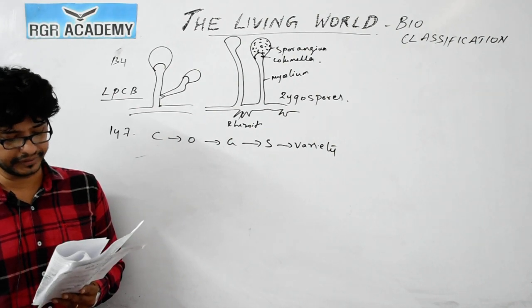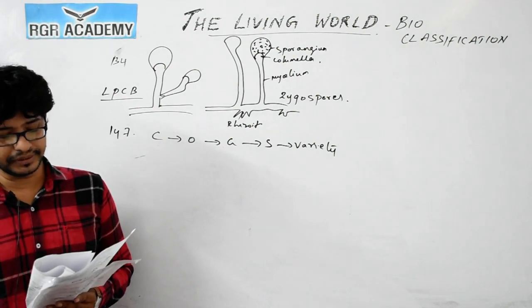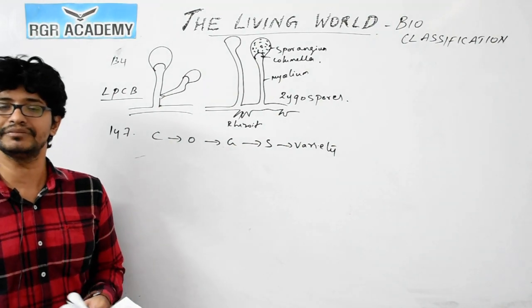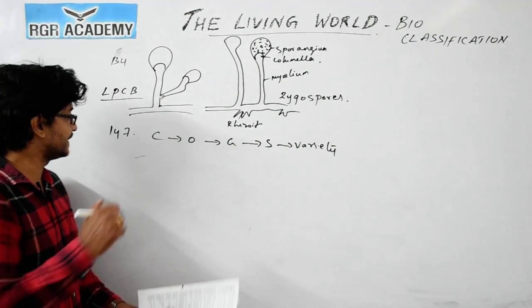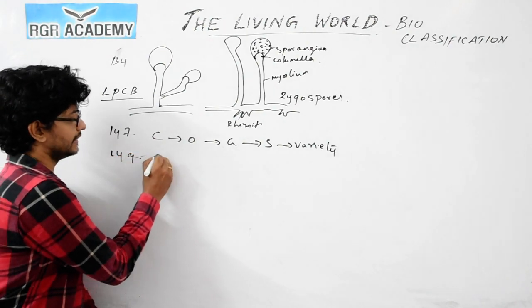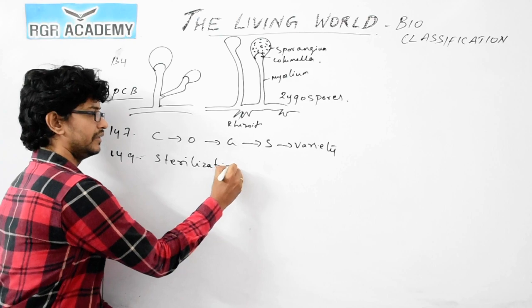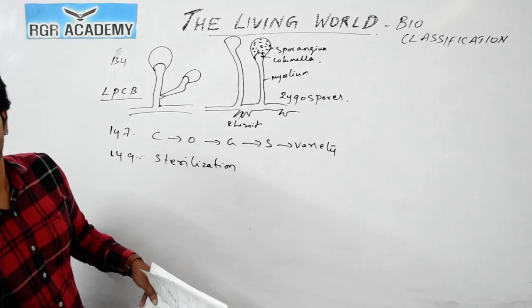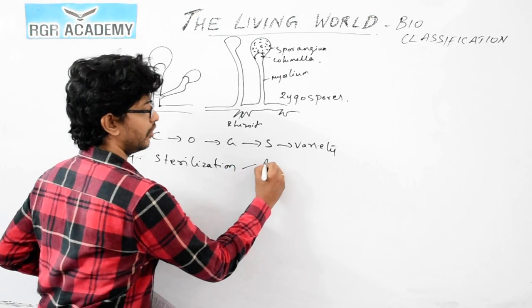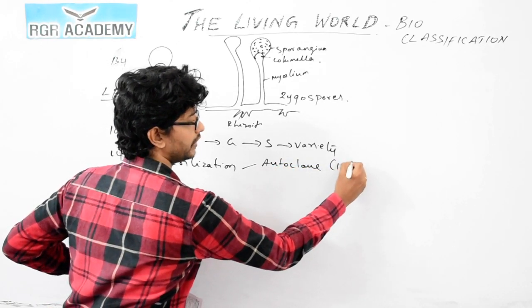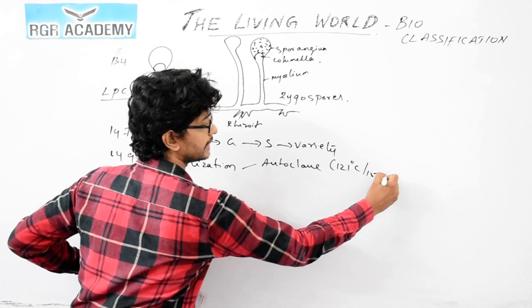Question 149, which surgical instruments are boiled in water before use? The reason why, this process we call sterilization. We have different types of sterilization that we use: autoclaving, the autoclave technique. We use 121 degrees centigrade for 15 minutes for autoclaving.